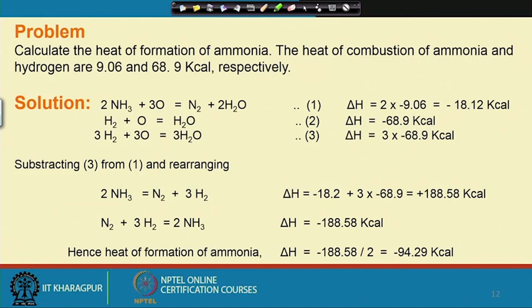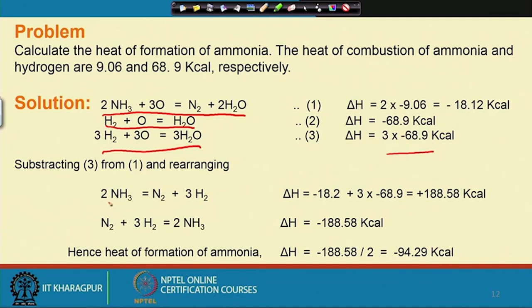Now I have taken another example: the heat of formation of ammonia, given the heats of combustion of ammonia and hydrogen. You can look at it here. This is the heat of combustion of ammonia. How can we calculate the heat of combustion of hydrogen? We can calculate it like this. For 3 moles of hydrogen combustion, we take 3 times this, so as per this reaction we can calculate this one.